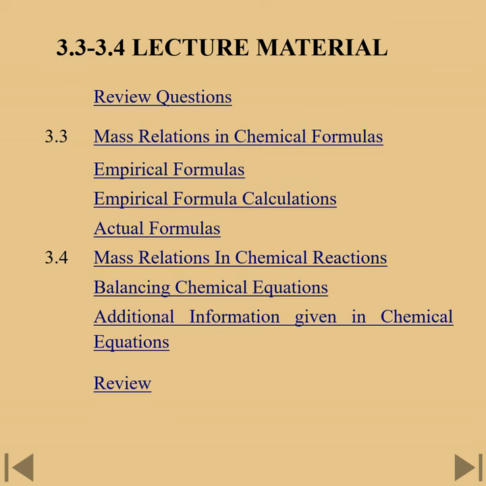Empirical formulas are the smallest whole number ratio of elements in a compound, and more often than not, they're the actual formula. We'll learn about calculating empirical formulas, and then with one more piece of information, we can calculate if they are the actual formula or some fraction of it. Then we'll talk about the relationships of mass and chemical reactions. We'll learn about balancing chemical equations and some common additional information that shows up in chemical equations.